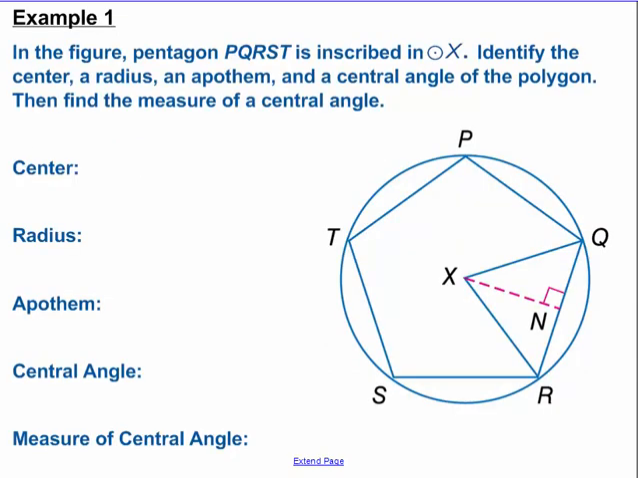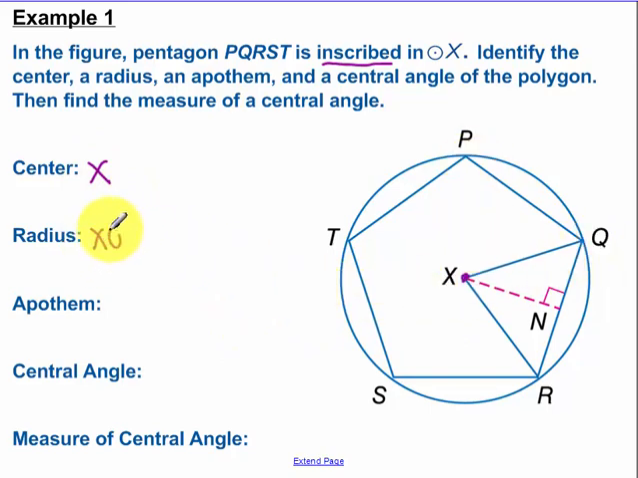Okay, example 1 is very similar to what we just did. So in this figure we have a pentagon that is inscribed. Okay, so our pentagon is inscribed inside a circle X. Identify the center, radius, and apothem, central angle, and find the measure of our central angle. So our center, it's the center of our circle, like I just had, X. The radius is from the center to one of the vertices.